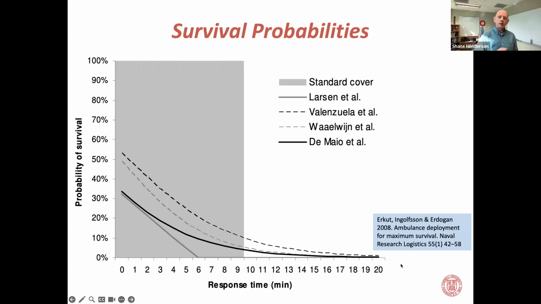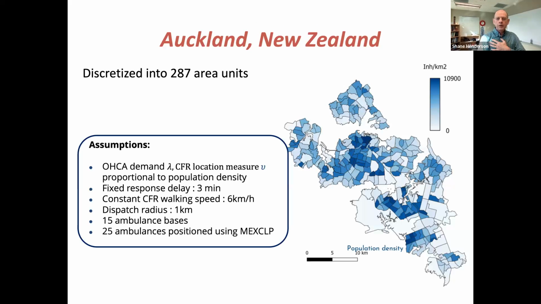And so I think I'll just skip over the details of where they come from so I can keep moving. But we can take this curve and combine this survival probability function with the response time CDF that I just showed you, which comes from the Poisson point process modeling. And once we've got those two things combined, we can compute survival probabilities overall. So if we do that for something semi-realistic, here's the city of Auckland in New Zealand.